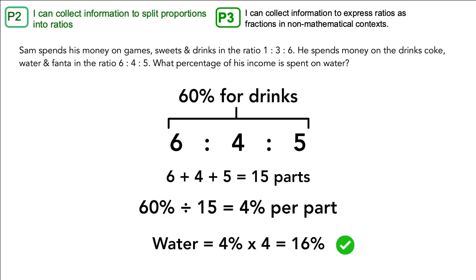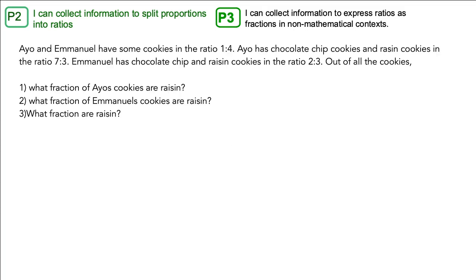The next part is similar to the previous, but deals more with fractions. Let's have a look at this question. Io and Emmanuel have some cookies in the ratio 1-4. Io has chocolate chip cookies and raisin cookies in the ratio 7-3. Emmanuel has chocolate chip cookies and raisin cookies in the ratio 2-3. Out of all the cookies, what fraction of Io's cookies are raisin? What fraction of Emmanuel's cookies are raisin? What fraction are raisin overall? Pause and have a go at this question.